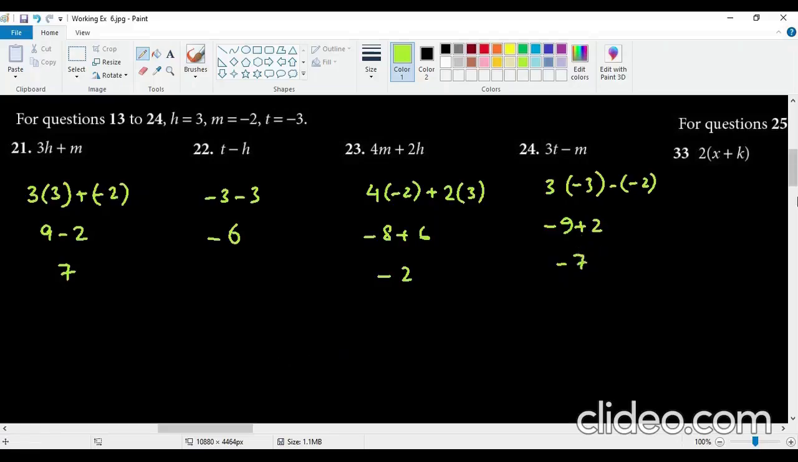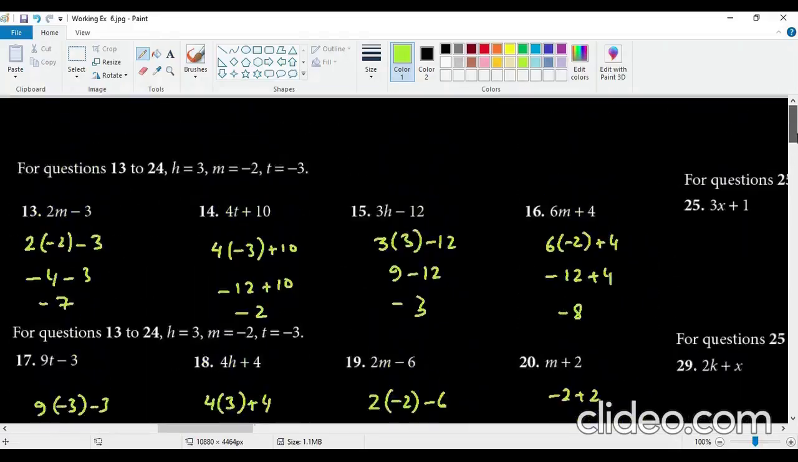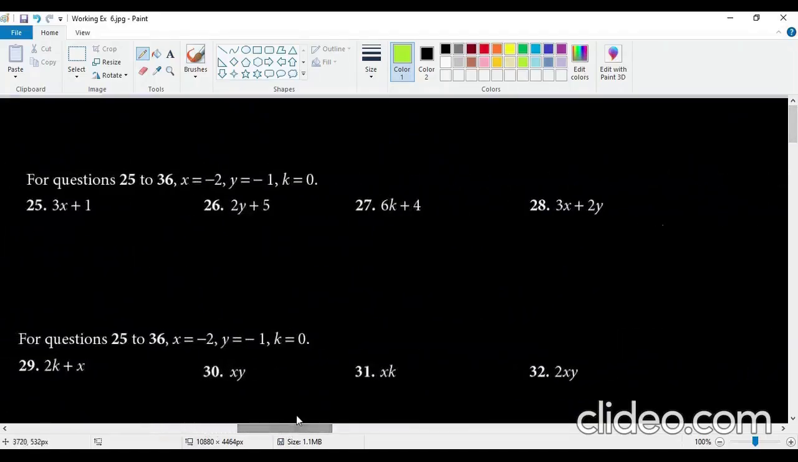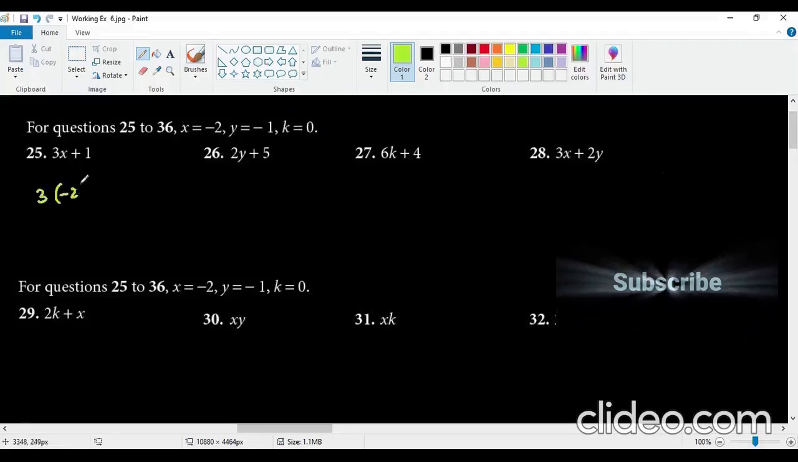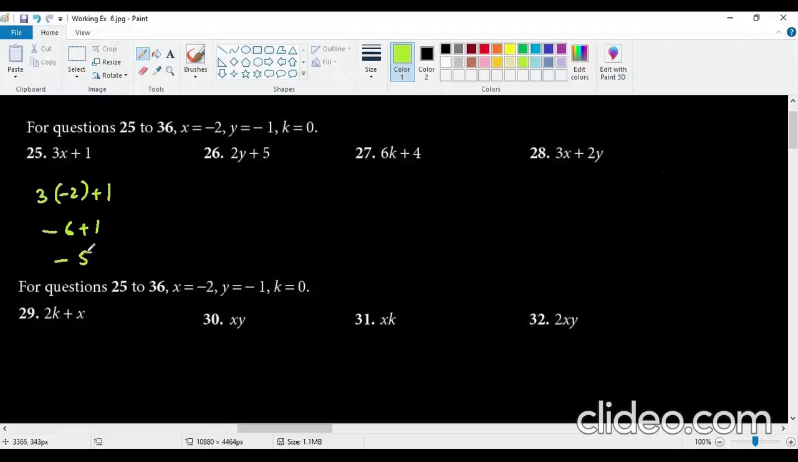Now comes 24, 25. In question number 25, things are different. In here, x, y, and k values are given. So for question number 25, it is 3 times negative 2 plus 1. That means negative 6 plus 1, or negative 5, is going to be your final answer.